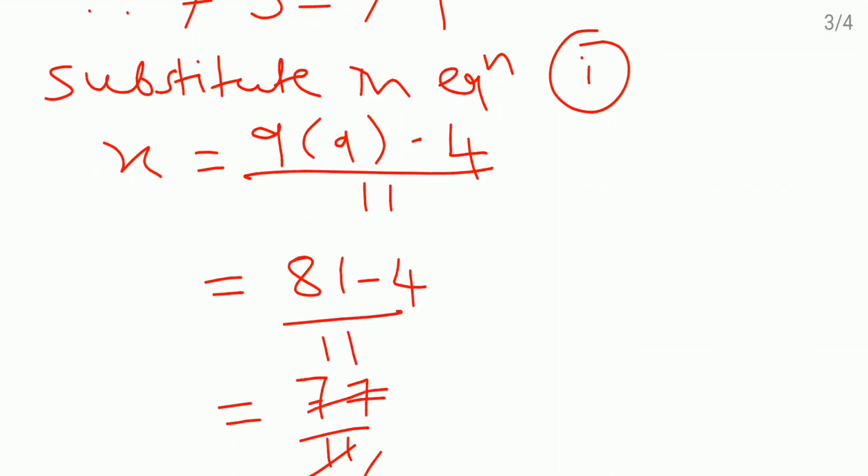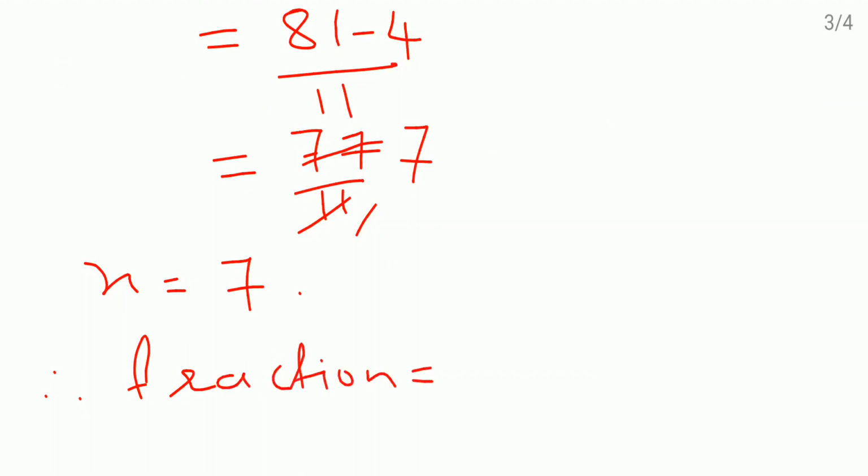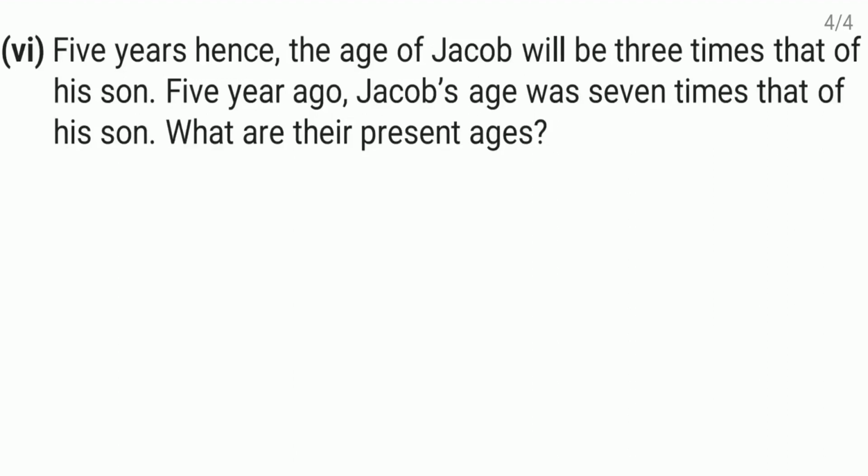11 1s are 11, 11 7s are 77. We got the value of x. So x is equal to 7. Therefore finally, the fraction, which is equal to x by y, means 7 by 9. Correct? This is the required fraction. Let us see the sixth one.